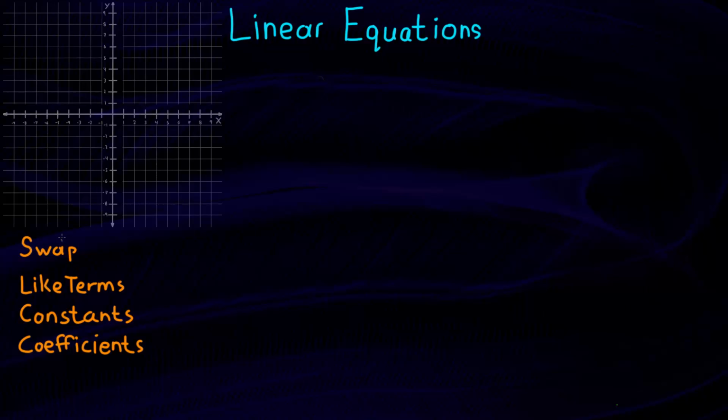So we've got some primary steps. Even before this, we want to identify that it's a linear equation. And then we want to swap sides, combine like terms, isolate the constants, and isolate the coefficients away from the variable. So let's first look at some equations that are linear.